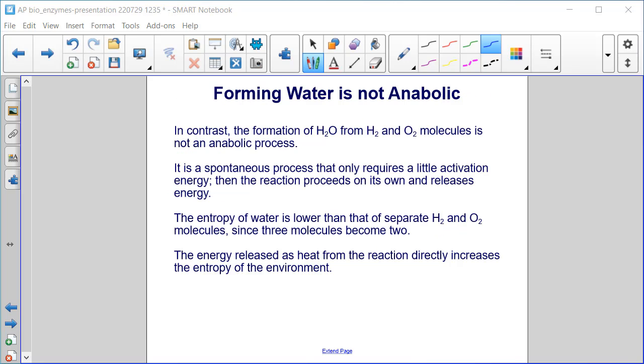In contrast, the formation of water from hydrogen and oxygen molecules is not an anabolic process. It is a spontaneous process that only requires a little activation energy. Then the reaction proceeds on its own and releases energy. The entropy of water is lower than that of separate hydrogen and oxygen molecules, since 3 molecules become 2. The energy released as heat from the reaction directly increases the entropy of the environment.